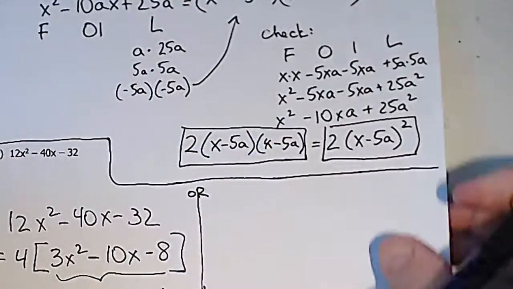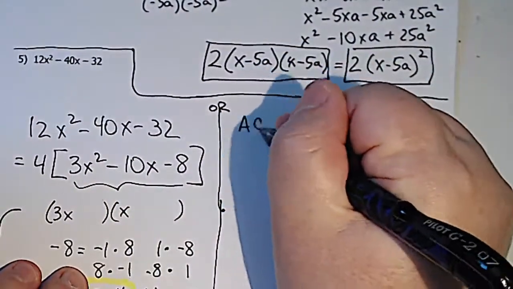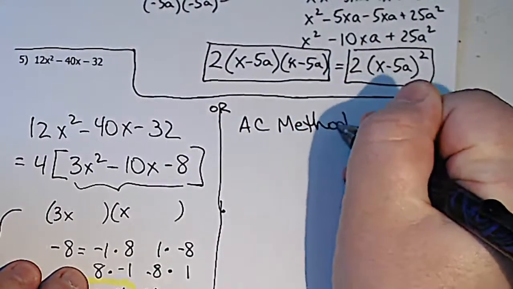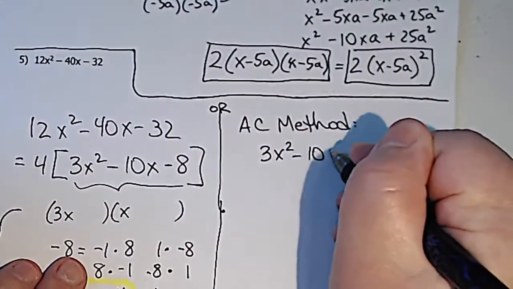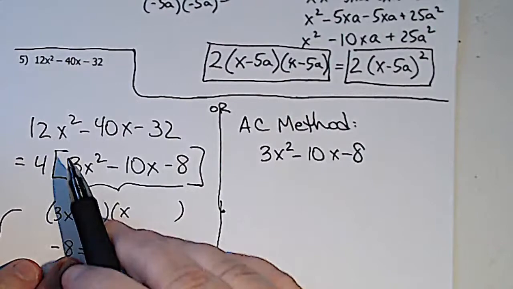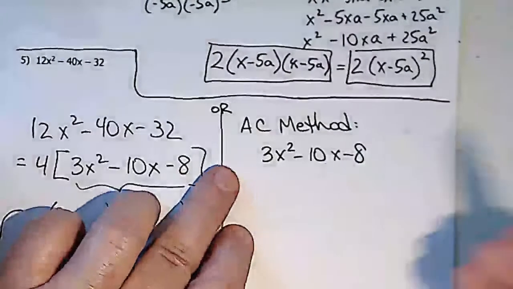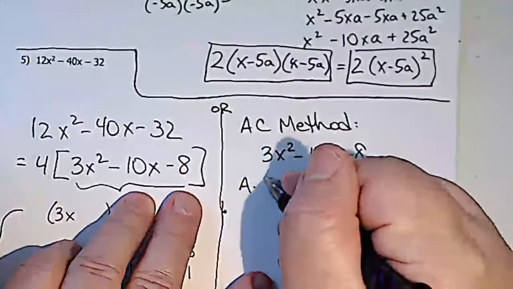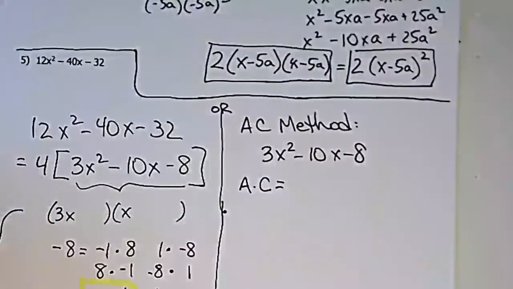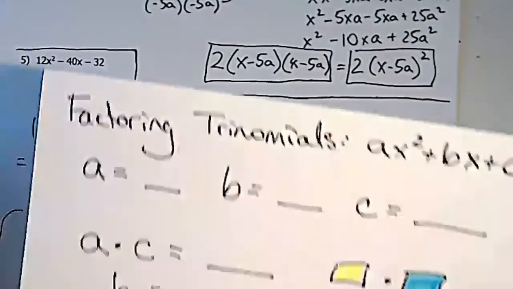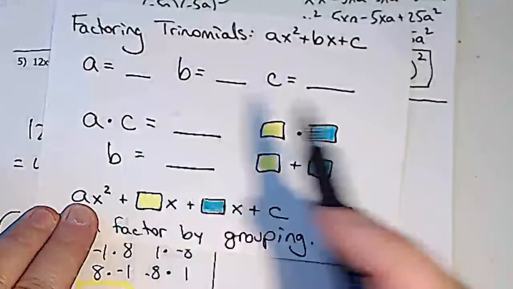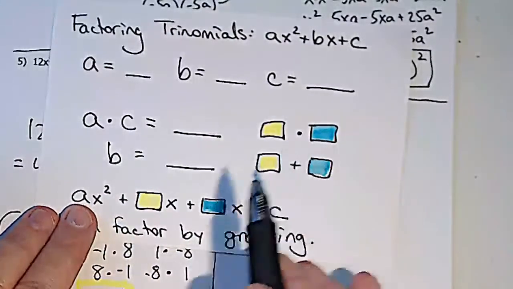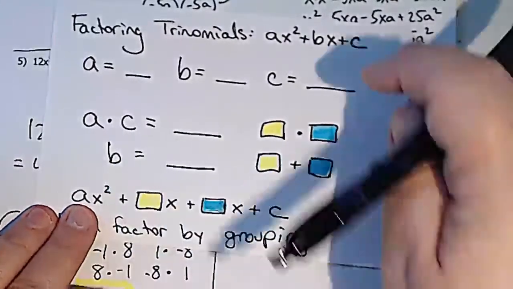Or, let's use the AC method. So I'm going to look at just the 3x squared minus 10x minus 8. I'm going to skip the 4. The 4 was not necessary right now. I'm just going to do what was inside. The A times C. Let me pull this out and remind you because it's been a while. Here's our AC method. We have to multiply A times C to get the product number. And I take B, and that gives me the sum numbers.